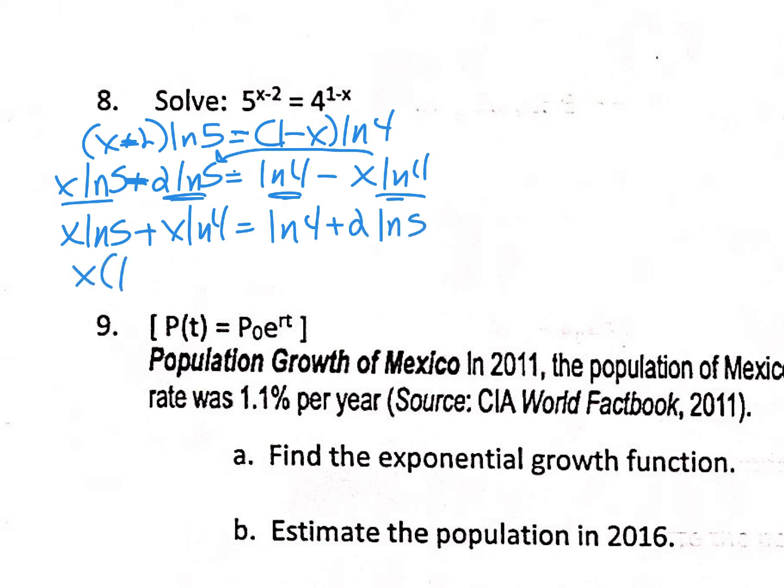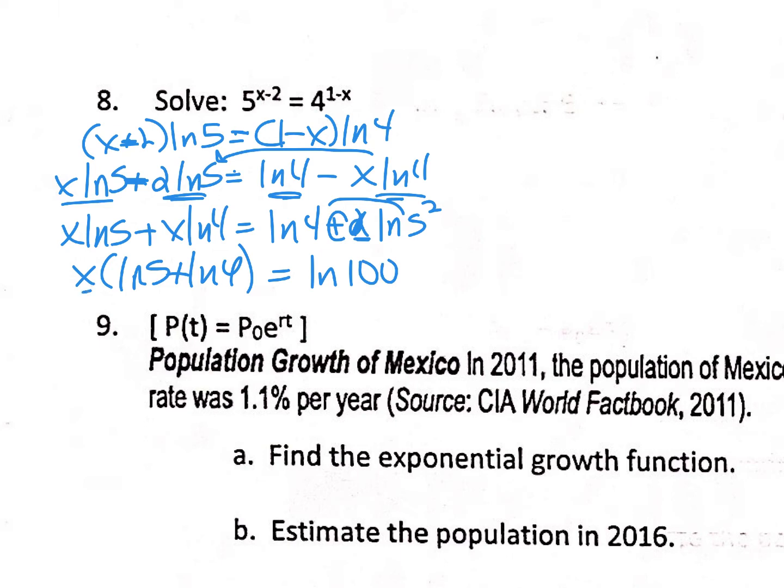Over here, I'm going to factor out the x. That gives me natural log 5 plus natural log 4. Over here, I'm going to combine these two now. Remember that 2, because it's in the front, is really the exponent on the 5, which makes that 25. And because it's addition, I'm going to multiply the 5 squared and the 4. 5 squared is 25 times 4 is 100.